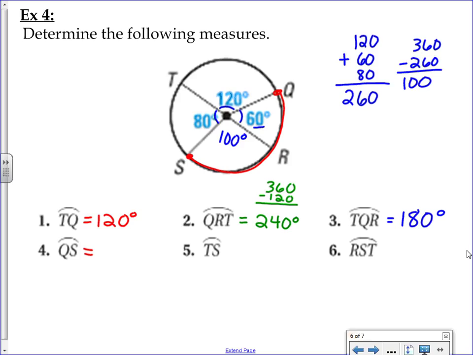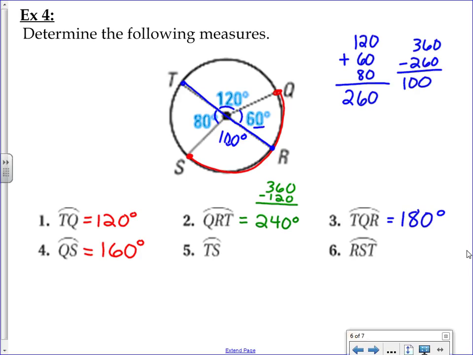Can you guys think of another way that we could have figured out that was 100 degrees? It has to do with the diameter. If I take a look at T to R, that makes a straight line. So 80 plus this missing angle would have made 180 degrees. So there's actually two ways to figure it out. So we now know this is 100. And again, we're just trying to find the red arc QS. So we're going to add 60 and 100 to get 160.